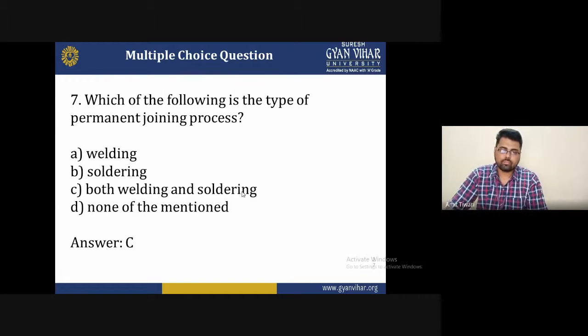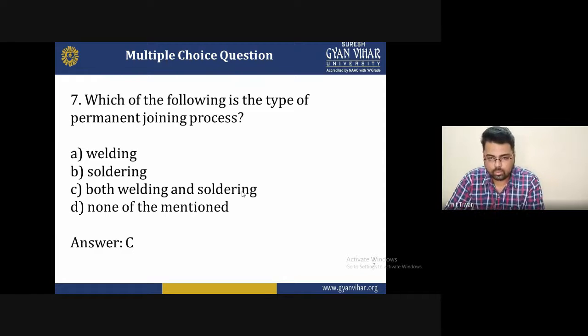Seventh is, which of the following is the type of permanent joining process? The options are A. welding, B. soldering, C. both welding and soldering, and D. none of the mentioned.